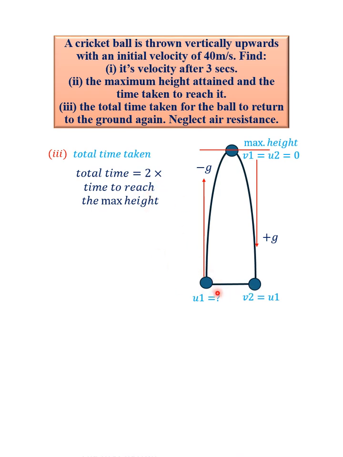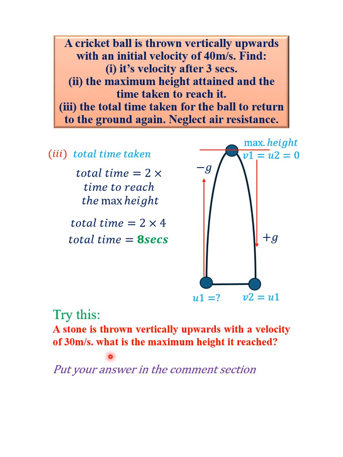So we simply multiply the time we obtained earlier by 2, so that the total time is equal to 2 times 4. 4 is from our previous calculation of number 2, the time to reach the maximum height, so that the total time is equal to 8 seconds. So this is the answer to number 3. You can see that the question is very simple and very interesting.